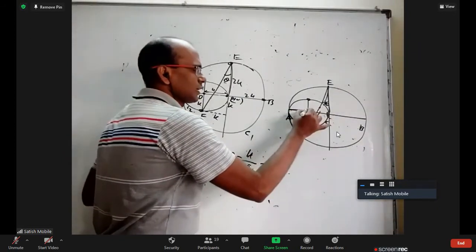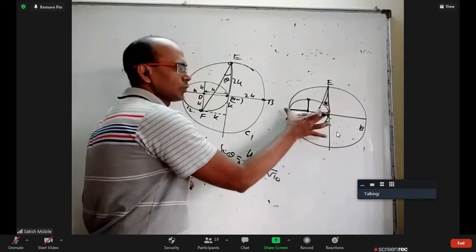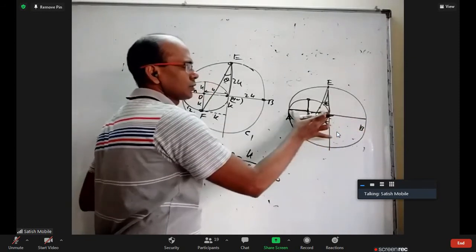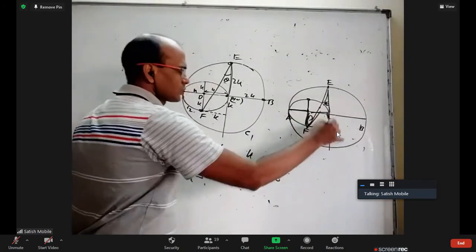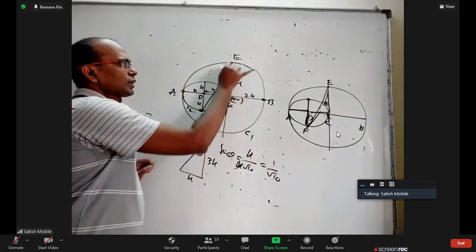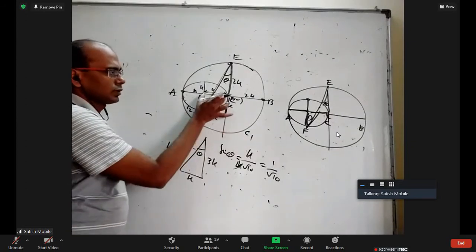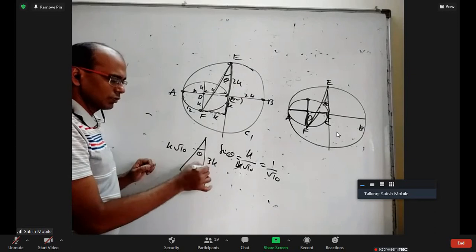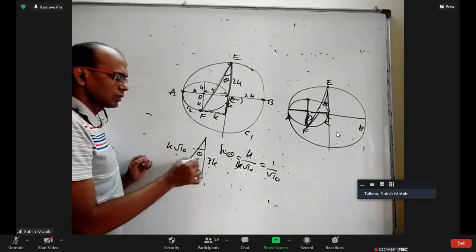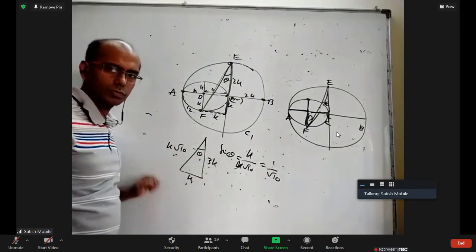If this is K, the radius, this is K, this is K, this is K, because this is 2K, this is 2K, this is 2K, this is 2K, and this is also 2K. Now, if this is K, this is also K here. You look at this triangle: this is K, this is 2K, so 3K, and the hypotenuse is the root of this square plus this square, K root 10. Sin theta is the opposite side by the hypotenuse, 1 by root 10.